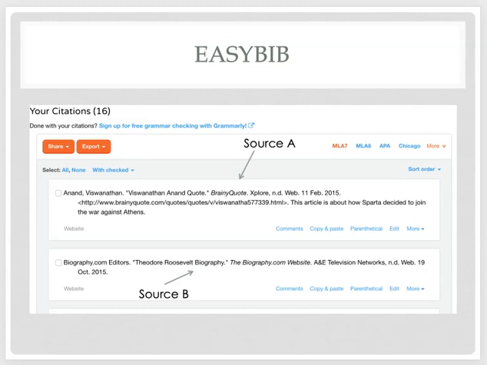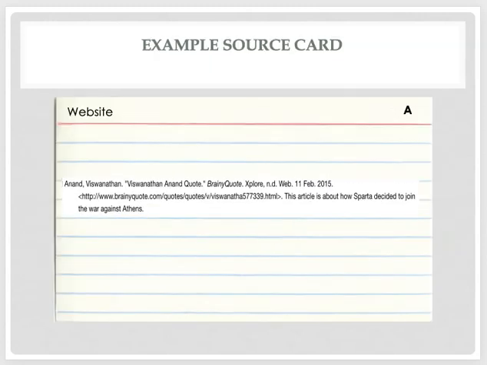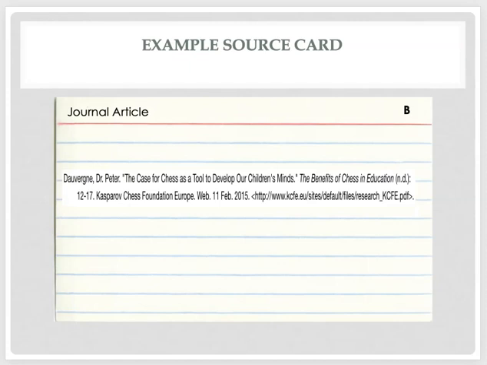My source B is biography.com, Theodore Roosevelt. So I'm going to go down and transfer my source B to my card now. So there's my first card. So my second card here, over at the right-hand side, it's a B. In this one, I'm taking a different example than the one I put in the EasyBib, just so that I can give you a different type of card example.